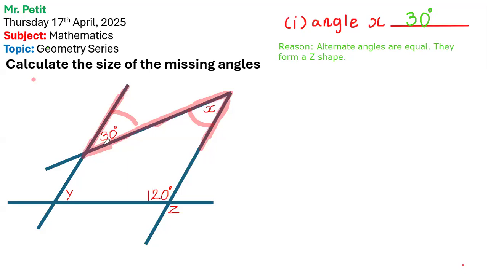Yes, sir. Angle X is 30 degrees. Why is that? Because it's an alternate angle and they're equal. Very good. What shape do alternate angles have? A Z shape. Very good. It's going to be 30 degrees.